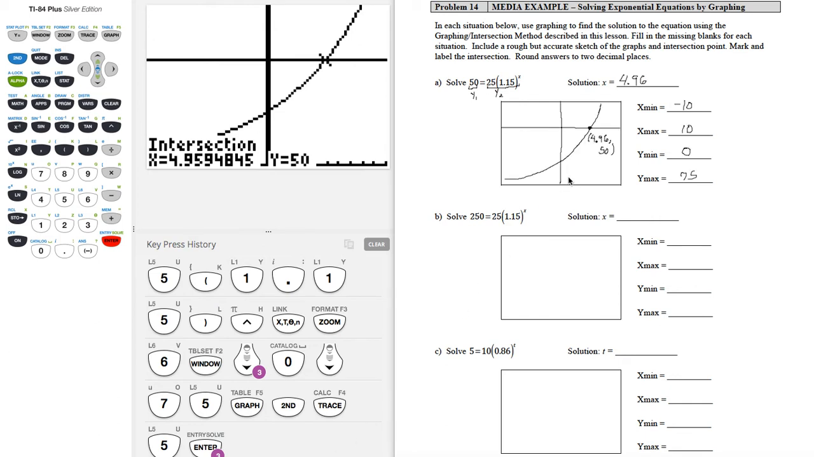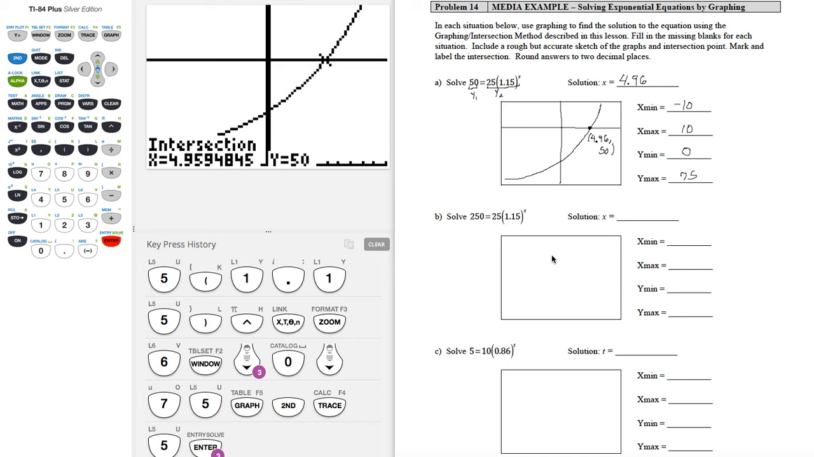So what I've done here is just transcribe the graph, the intersection, the window values that were selected, and then the final solution, x equals 4.96, which is rounded to 2 decimal places. So I'm reading this value from the x value of the intersection over here in my graphing window.